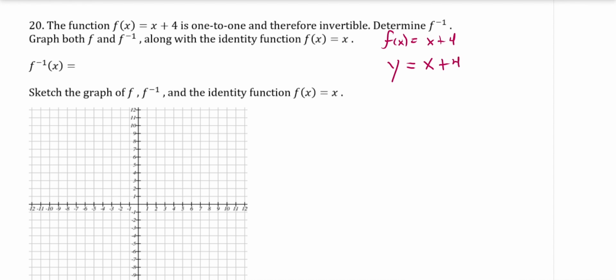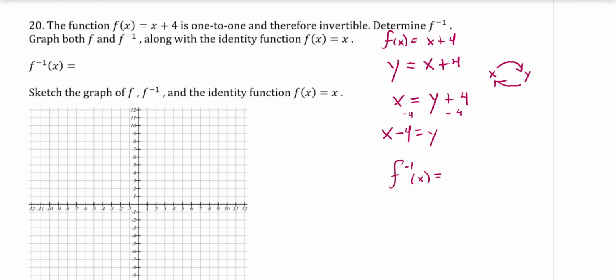And what we want to do now is switch the roles of output and input. We switch the roles of x and y by replacing all of my y's with an x and all of my x's with a y. We want to switch around what x and y are doing in the equation. Now we just want to solve for y. So we subtract 4 from both sides in order to solve for y. And that gives us x minus 4 is equal to y. This is our inverse function. So we have f inverse is given by x minus 4.